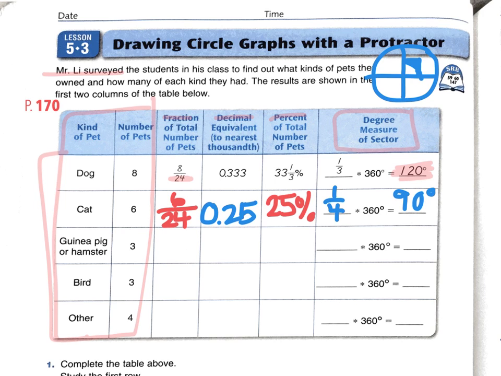Now, not all of these will work out that way. You'll have to use your calculator and find the degree measure of the sector. Once I add all of them up, a way to check your work here would be to add up all of your degrees, and you should get a total of 360 degrees.